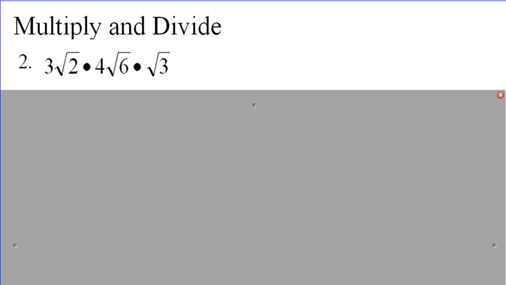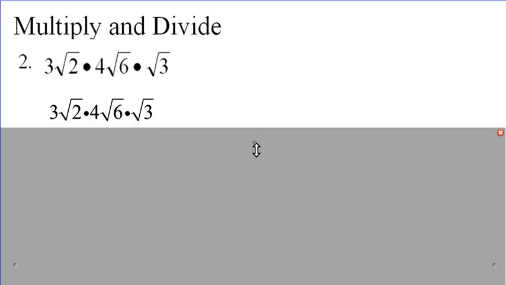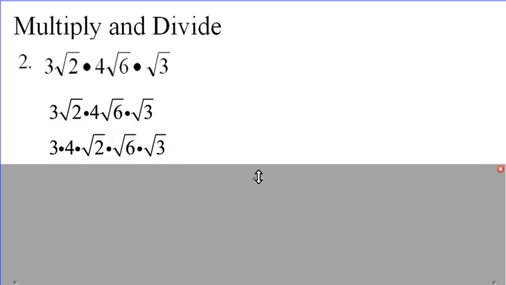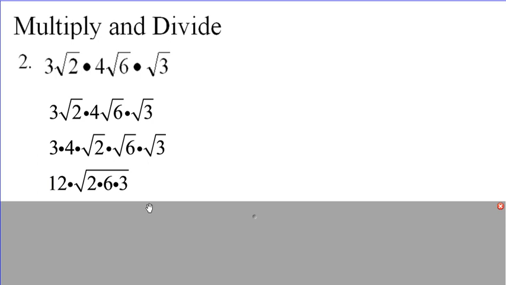We have 3 square roots of 2 times 4 square roots of 6 times the square root of 3. We can see that we have values underneath our radicals and outside of our radicals. So just like we did before, we want to rearrange what's on the outside and what's on the inside to multiply them together. Three times 4, we know that value to be 12. Now we can multiply what's underneath the radicals together and see what that will simplify to.